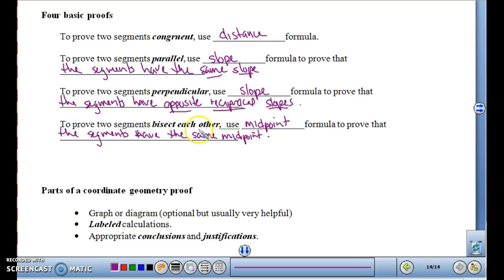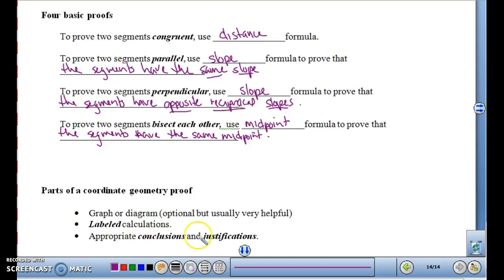When you are doing the coordinate geometry proofs, you have to use the appropriate formula and then explain why you do that. So the parts of a coordinate geometry proof: a graph or a diagram is optional but usually very helpful. If you're not given one, draw one. Label your calculations. If you're finding the slope of AB, make sure you write slope of AB. If you're writing the distance between x and y, make sure you write distance x and y. If you're finding the midpoint of something, make sure that you label what you're finding.